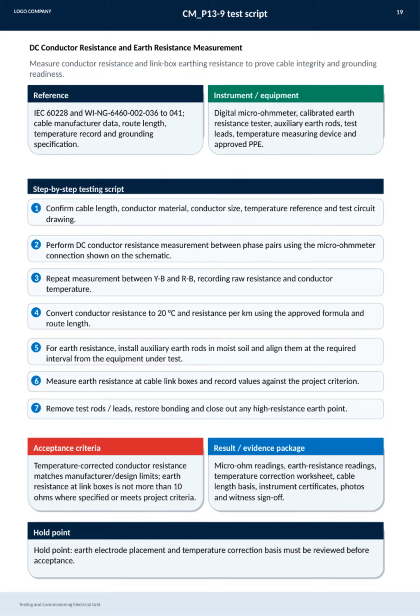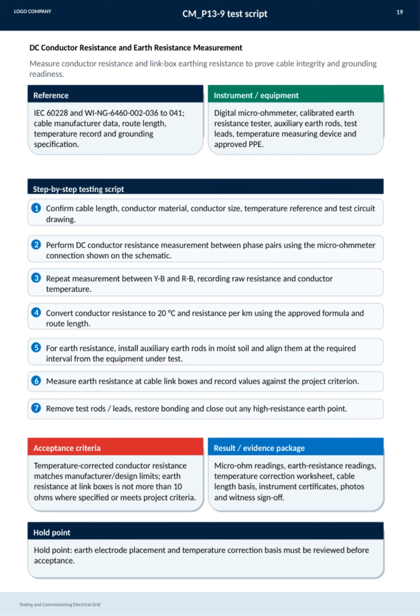The testing follows a clear step-by-step script. First, confirm cable details like length, material, size, temperature reference, and review test circuit drawings. Then, perform DC resistance measurements between phase pairs using the schematic connections, repeating measurements to capture raw resistance and conductor temperature. These readings are then converted to standard conditions at 20 degrees Celsius and resistance per kilometer. For earth resistance, auxiliary rods are installed in moist soil at specified distances, and measurements are taken at cable link boxes, ensuring recorded values meet project criteria.